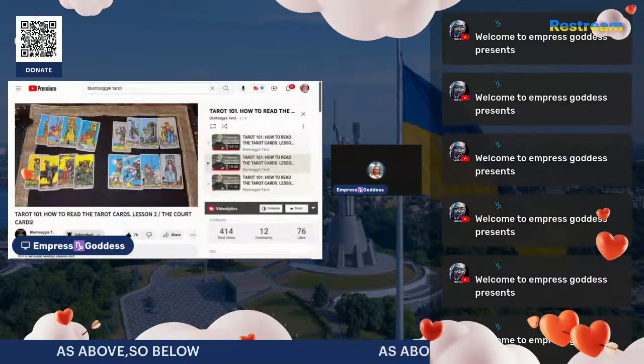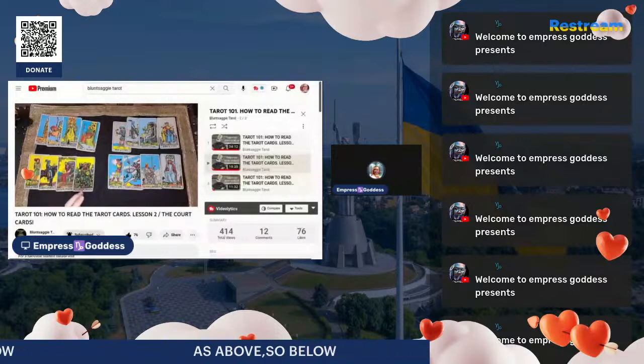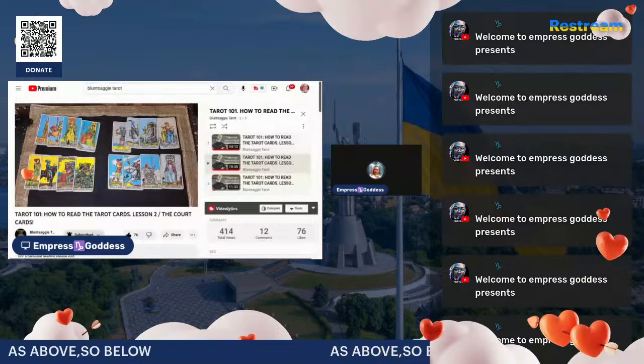So I hope that helps. The court cards are probably one of the harder parts to read, but I hope that summary helps you to incorporate them into your readings and to be able to help yourself determine the type of people that you're coming across in your life or the energies that you're projecting. So after the court cards, we're going to move into the different suits, and we're going to go over the cards in the suits and the different suits that you're going to use in your tarot.